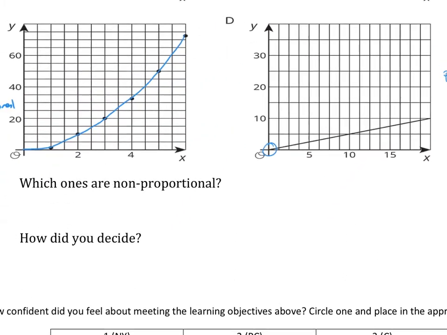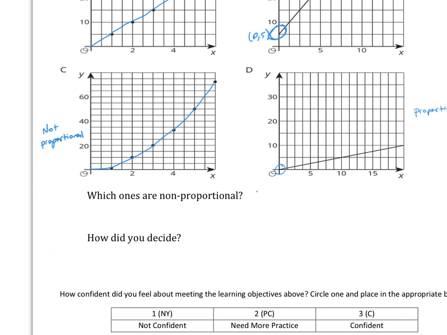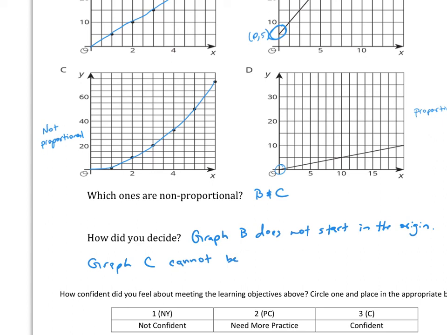So going back to answer the question, which ones are non-proportional? That would be B and C. And I know this because graph B does not start in the origin and graph C cannot be connected by a single straight line.